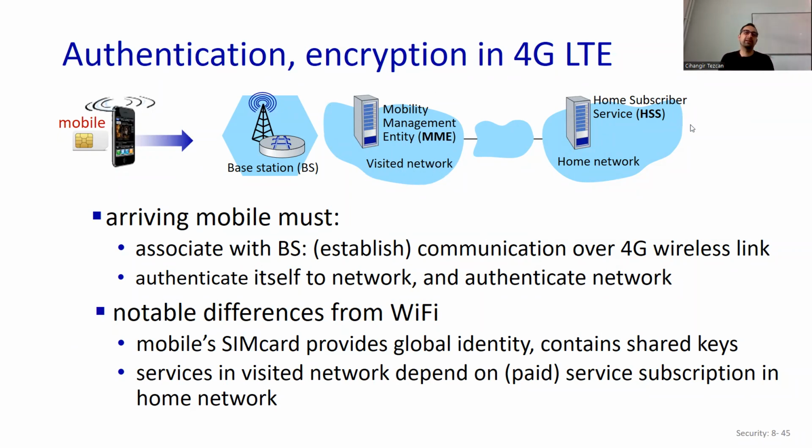So the terms in actual GSM communication are really bad. Okay. It is very hard to remember all of these definitions and abbreviations, so you have to keep a manual to understand what is going on. But the idea is simple. Arriving mobile must associate with base station, establish communication over 4G wireless link, authenticate itself to network, and authenticate the network. Notable differences from Wi-Fi: mobile SIM card provides global identity and contains shared keys. So this is actually the thing that I mentioned.